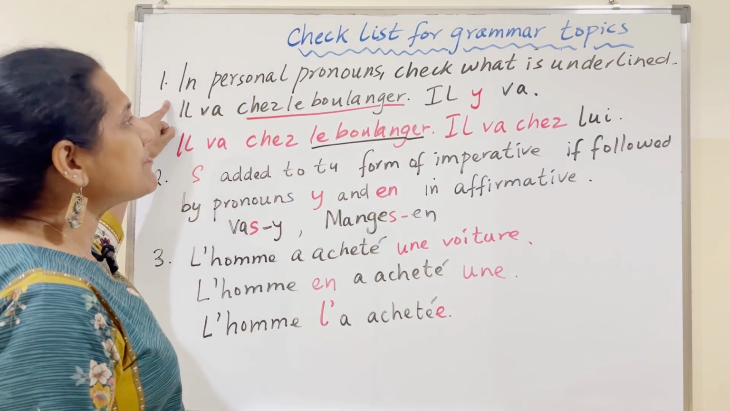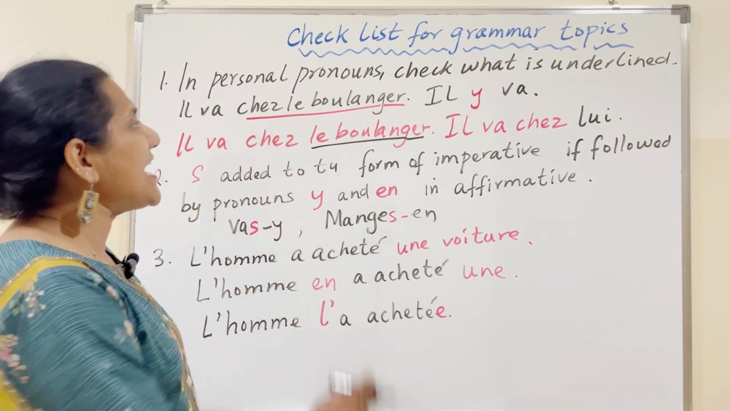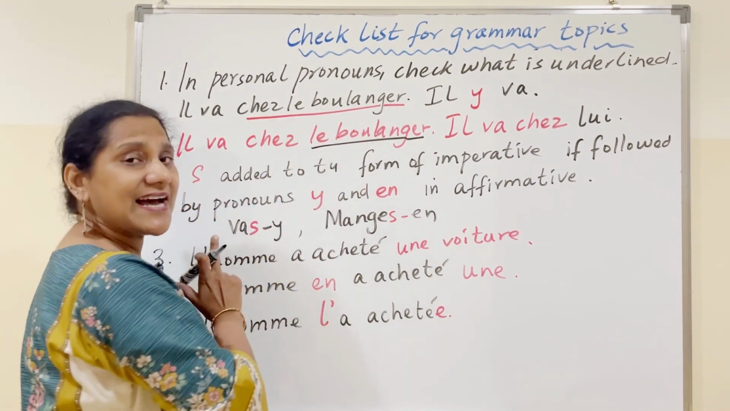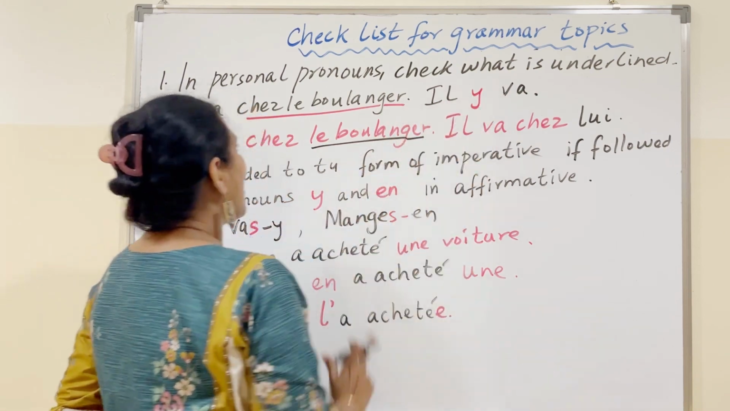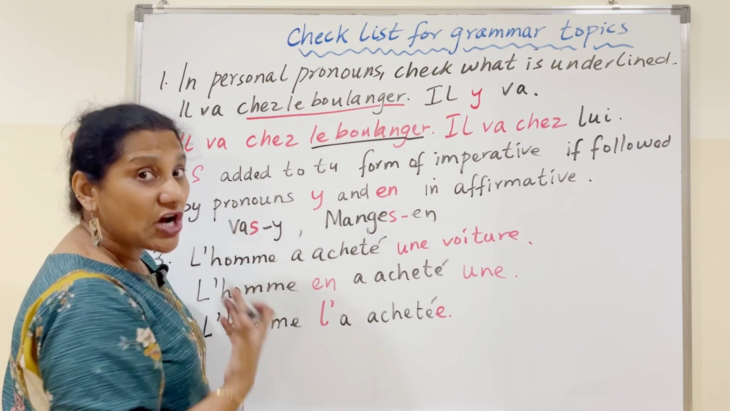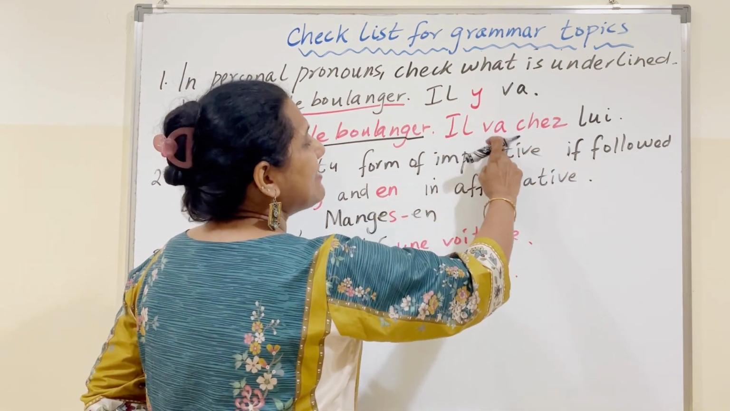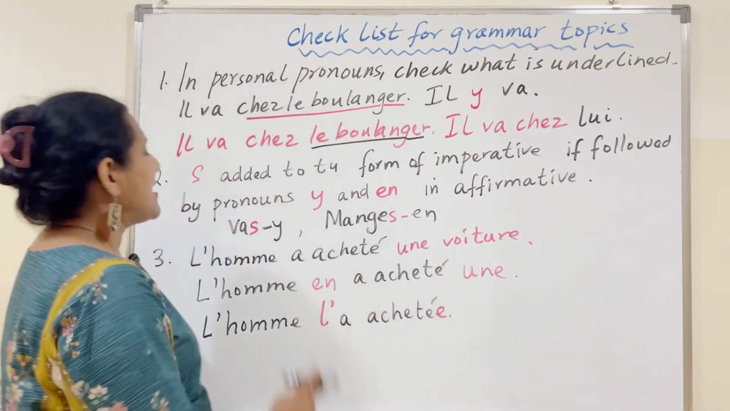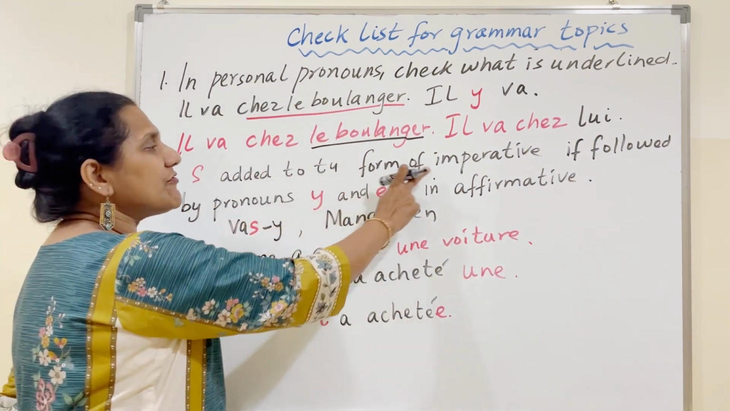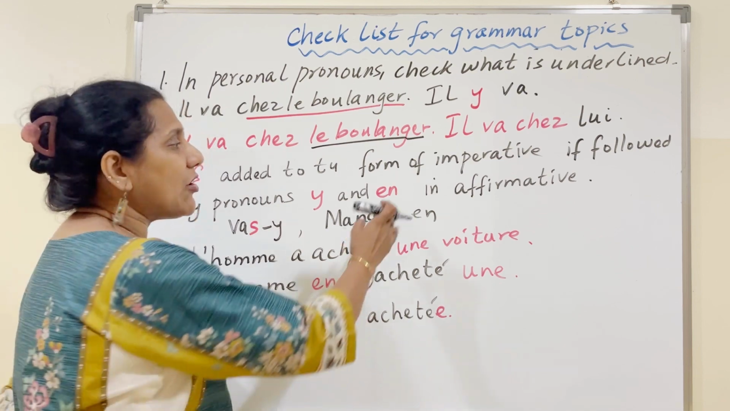So in personal pronouns, check what is underlined. For example, il va chez le boulanger. If the whole thing is underlined, it becomes il y va. But if it is il va chez le boulanger, chez is not underlined, then we use the pronom tonique. Il va chez lui.